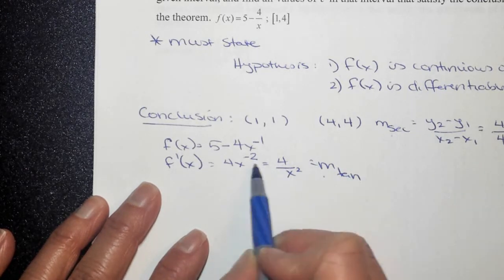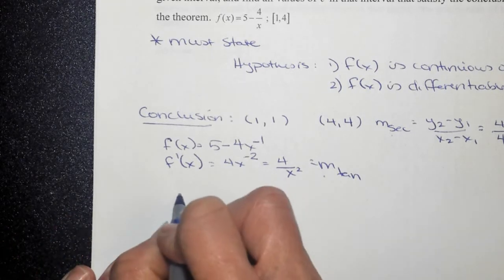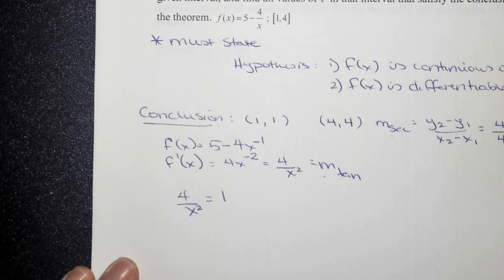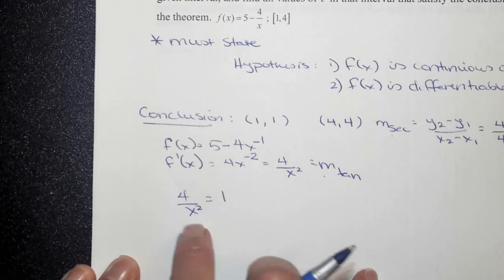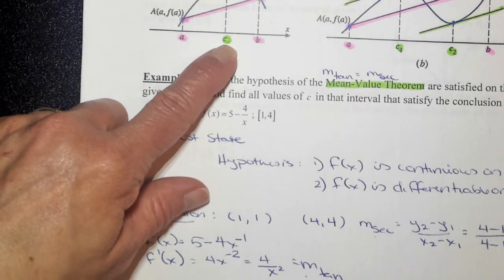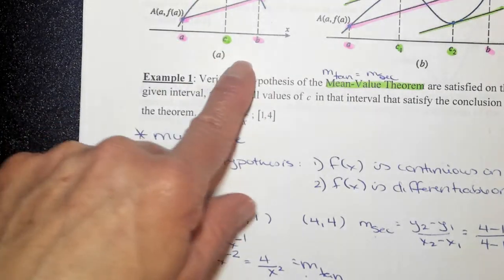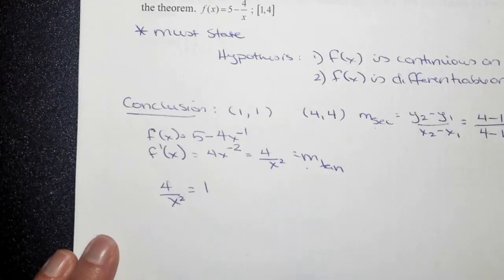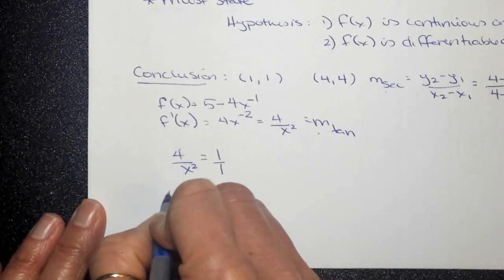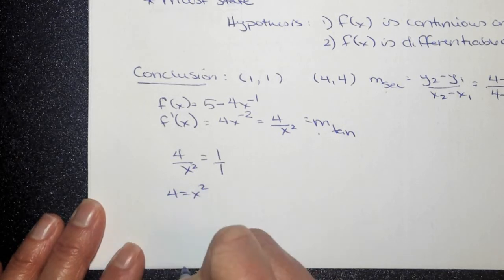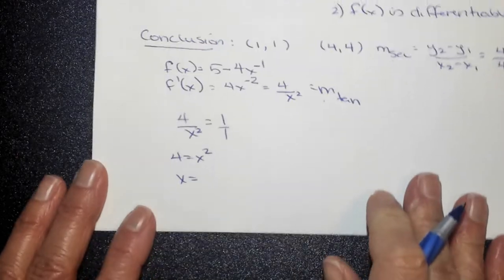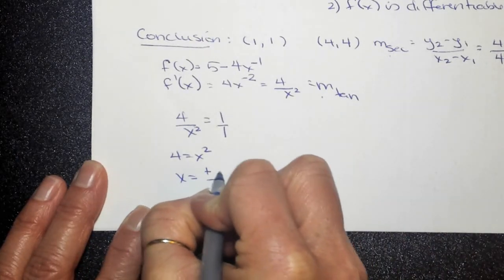That's the MVT. So we're going to take 4 over x squared and set it equal to 1. Then we'll turn around and solve for this x value, which is essentially the c. They're just using c because it falls in between a and b, just using a different variable. So this is 1 over 1. Cross multiply, so we have 4 is equal to x squared. We're going to solve for x. When you take the square root, you get 2 answers: x is equal to plus or minus 2.